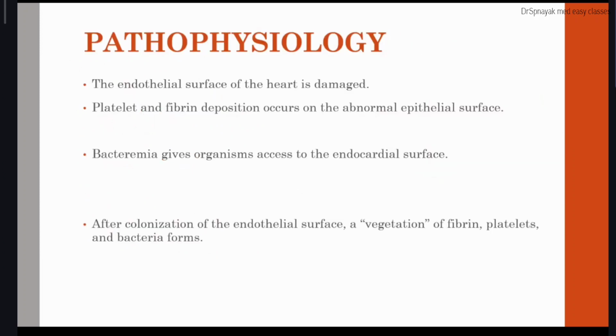Let's learn in detail about the pathophysiology, or how endocarditis is caused. The first thing that happens is the endothelial surface of the heart is damaged. This could be due to turbulent blood flow, which results in damage of the endothelial surface of the heart, and that is very ideal for bacterial growth. The second step is that platelet and fibrin deposition occurs on the abnormal endothelial surface. Since the endothelial surface is damaged, the platelet and fibrin deposition occurs to heal this surface or to prevent the oozing out of blood.